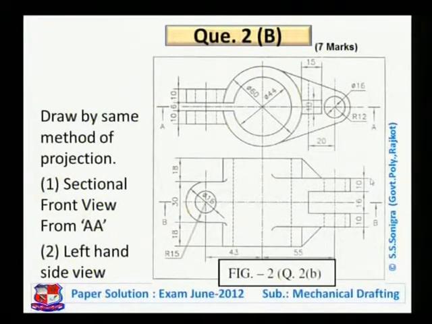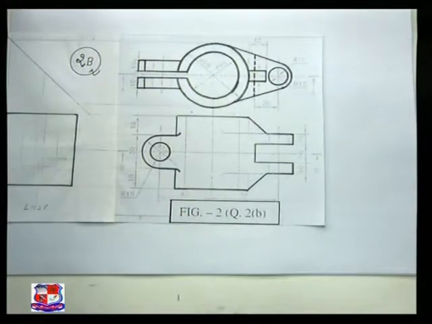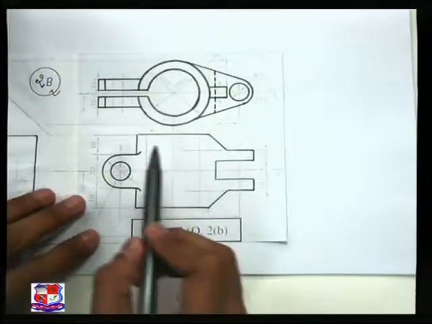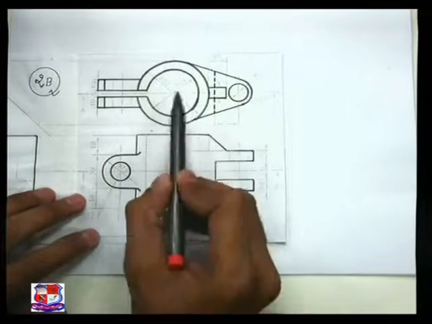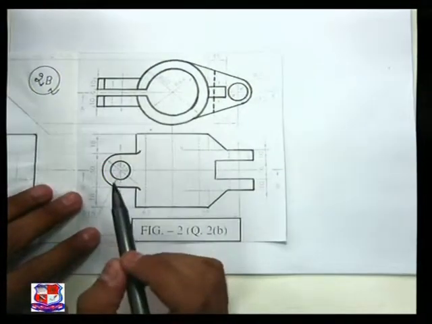And before that let me discuss how to draw its sectional front view. As it is asked, the sectional front view from AA dash. So to draw this sectional front view, this is the problem. The sectional front view is given over here. So first we have to redraw this drawing. This drawing is given to us. We just have to redraw it as per the given dimensions.